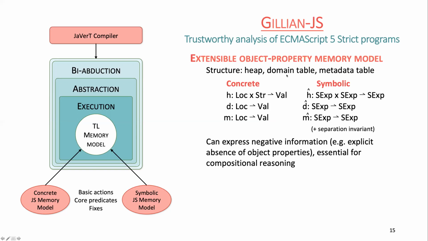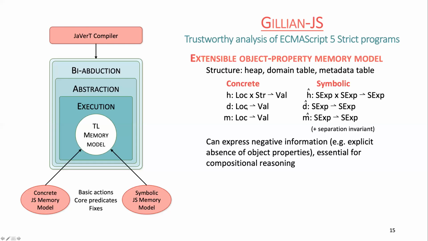We have an extensible object property memory model where it comprises the heap, domain table, and meta table. The heap is given by pairs of locations and strings, locations giving the object identifier, string giving the property, and having a partial function to values. We're a little bit subtle in the sense that we're building on the separation logic world. We're dealing with partial heaps, not whole heaps.